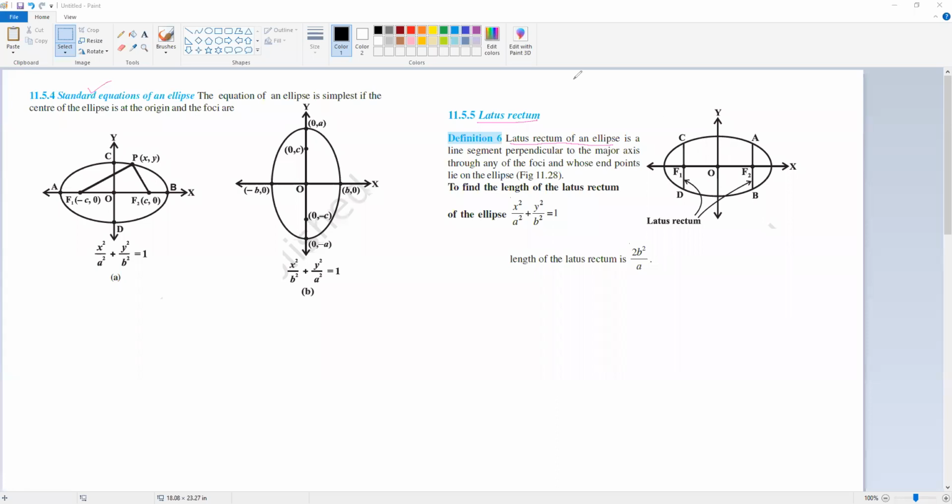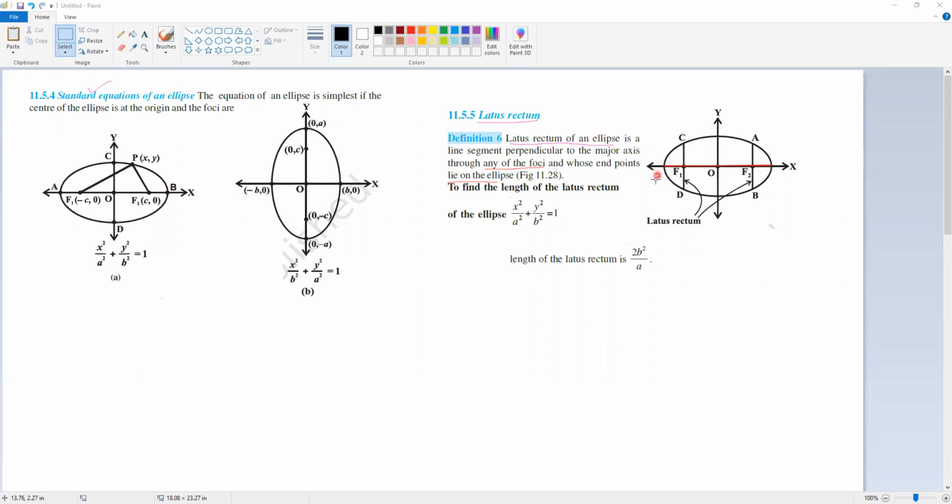You know that the major axis here is horizontal. This red one is the major axis. Now you draw a perpendicular line to it, but infinite numbers of perpendicular lines can be drawn. You have to draw it through any of the foci, and whose endpoints lie on the ellipse. So, three conditions.